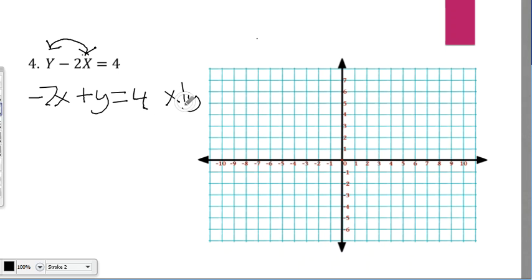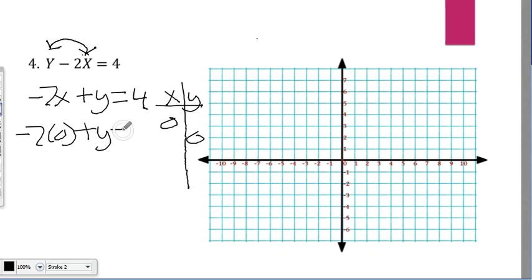We're going to set up a table here. We're going to let the x be 0 and solve for the y, and let the y be 0 and solve for the x. So when I let the x be 0, my y is going to equal 4.